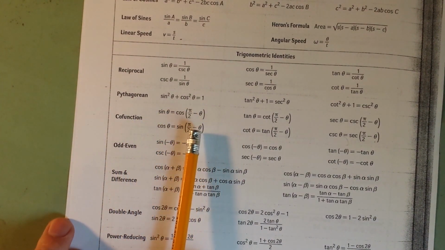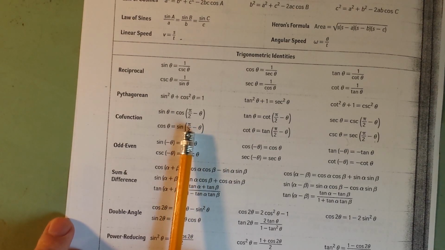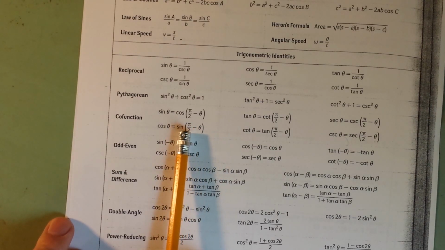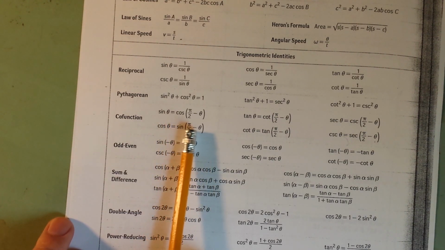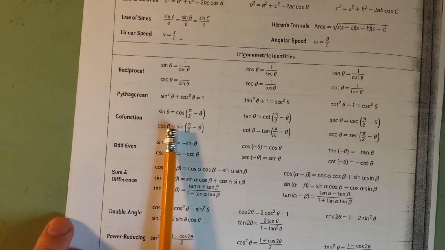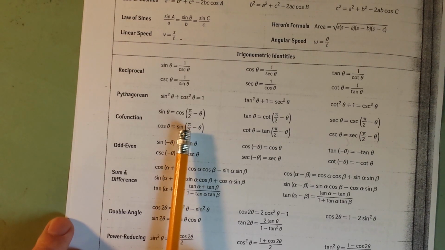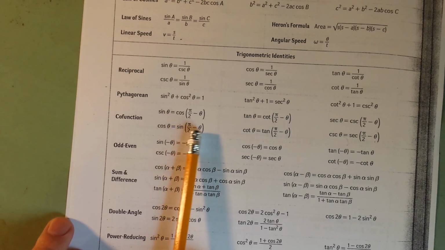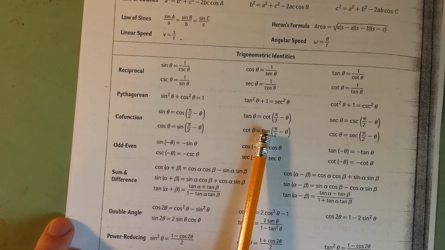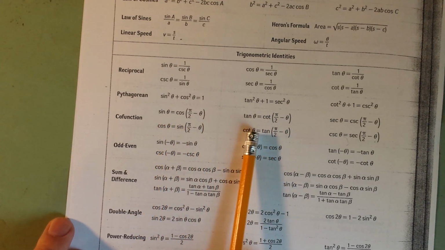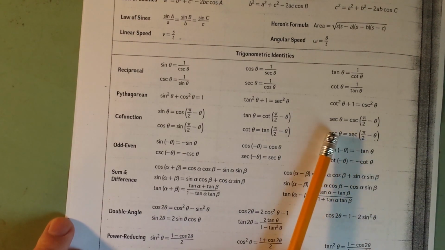sine of 90 minus theta is the same thing as sine of pi over 2 minus theta. So these are the co-function identities. So this means the two angles that we're talking about add up to 90 degrees, or pi over 2. And so in that case, I can switch from sine of 90 minus theta to just cosine of theta. It's cofunction. Same thing with tangent. That can become cotangent, and secant with cosecant, like so, and so forth.